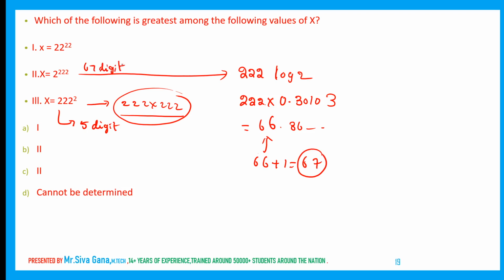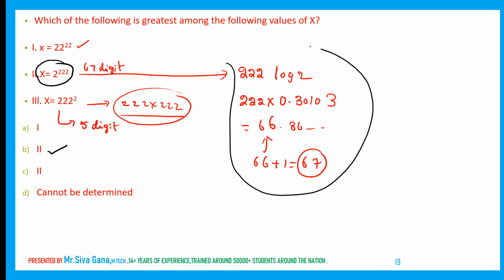It is quite clearly evident that 22 power 22 should definitely not contain more than 67 digits. So this is higher, clearly, answer over. Fantastic question. To find the number of digits in a given number, this is the process: apply the logarithm and take integral part plus 1.